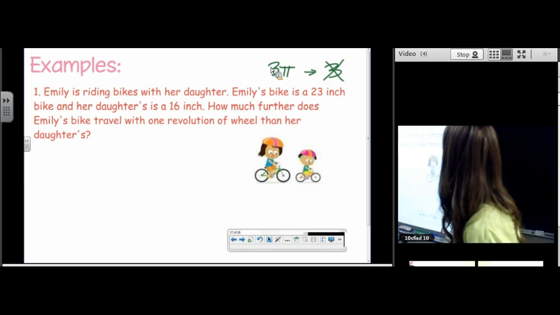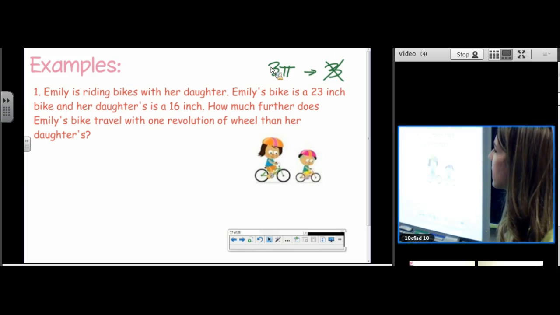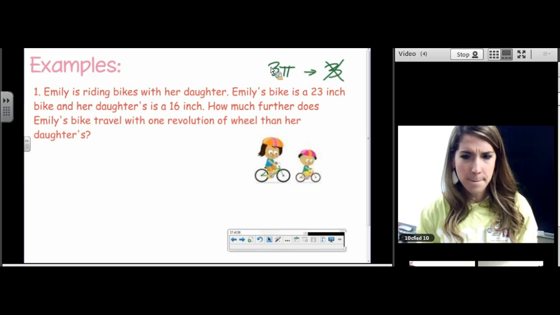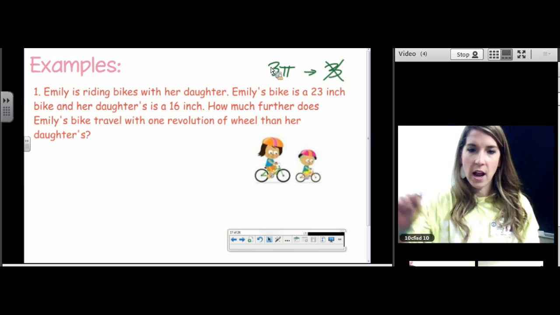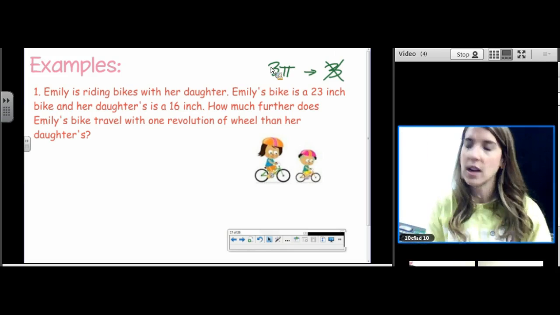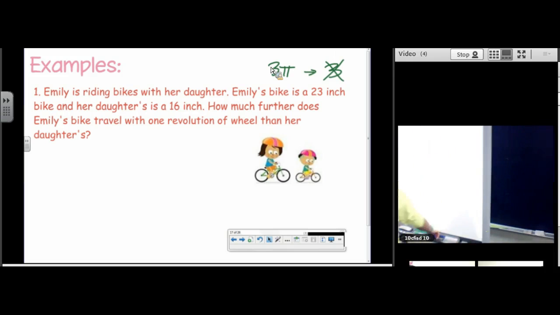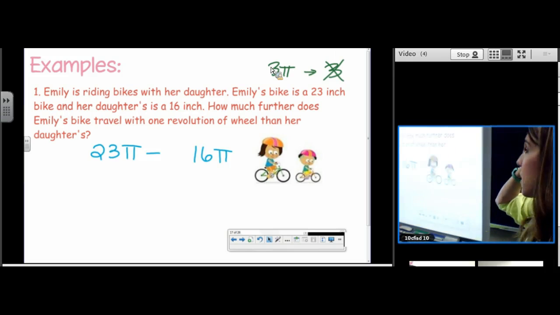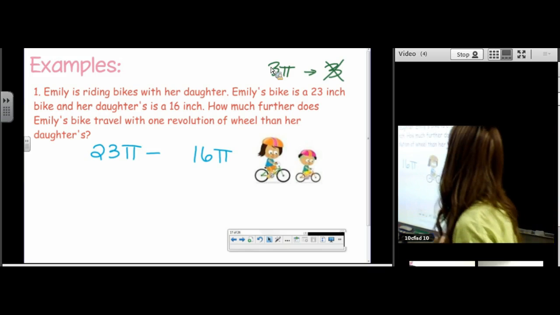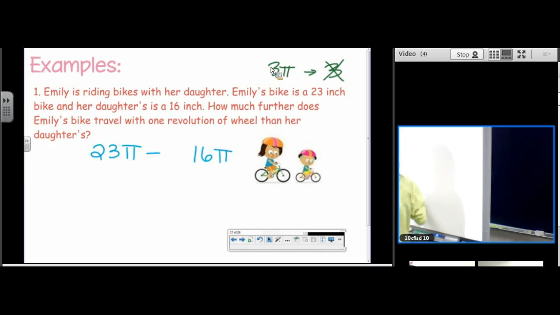Okay, so what are we looking for here? Are we looking for area? Are we looking for circumference? We're looking for circumference because it's the revolution of the wheel. So we're not filling it in, it's not area, it's circumference. So we're going to do Emily, subtract their circumferences. Simple, 23 minus 16. And we get that the difference is 7 pi.